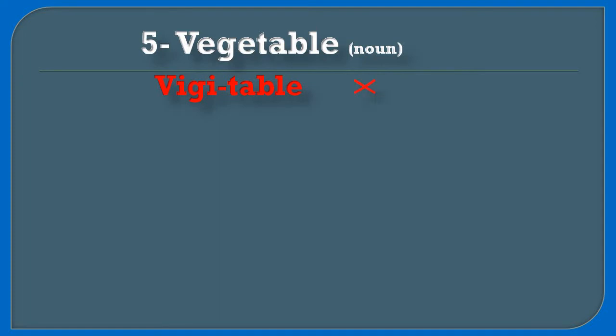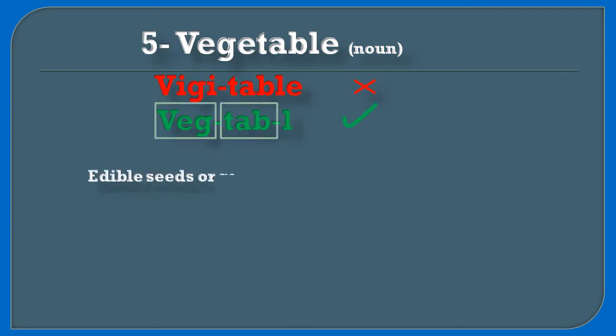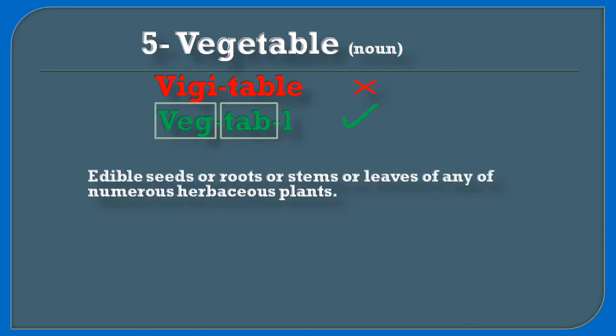Vegetable, which is totally wrong. The correct pronunciation is vegetable. Vegetable, this is the correct pronunciation. So everybody knows, edible seeds or roots or stems or leaves of any of numerous herbaceous plants.